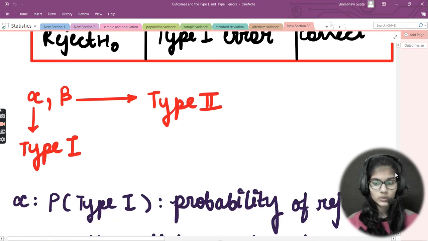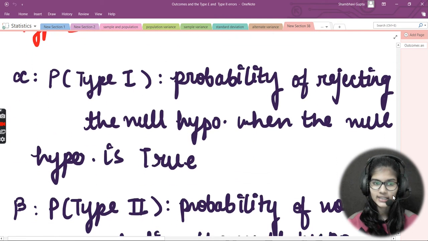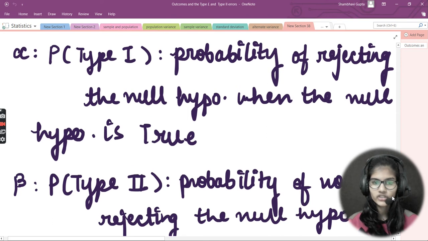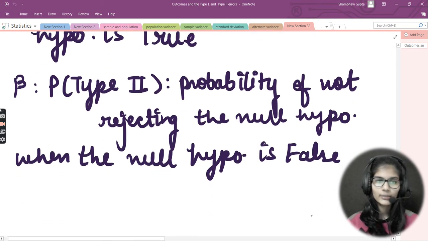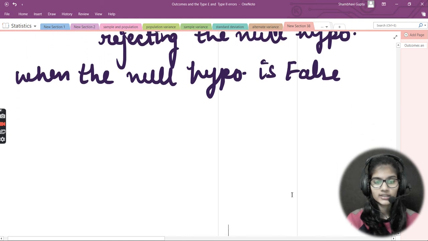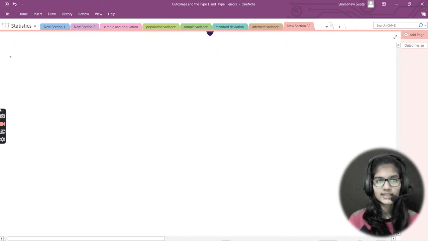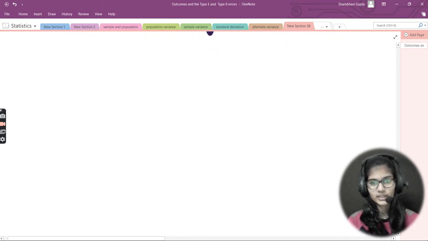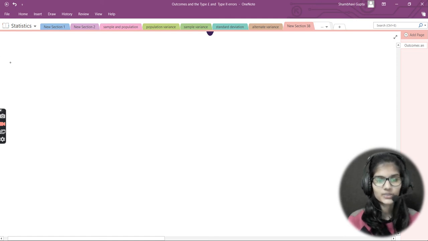Other than that, we had also seen the notations for the type 1 and the type 2 error, right? So type 1 is alpha and type 2 is my beta, right? Alpha was my probability of rejecting the null hypothesis when the null hypothesis is true. That is the probability of my type 1. And beta was the probability of my type 2, that is, the probability of not rejecting the null hypothesis when the null hypothesis is false. Right, so now I will be discussing some more things regarding alpha and beta, and after that we'll be seeing some examples as well.